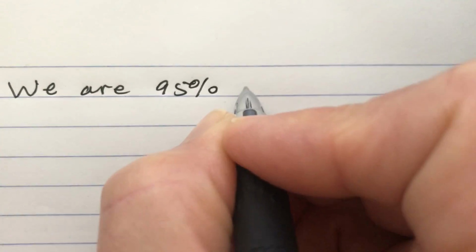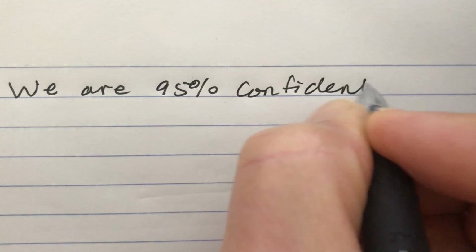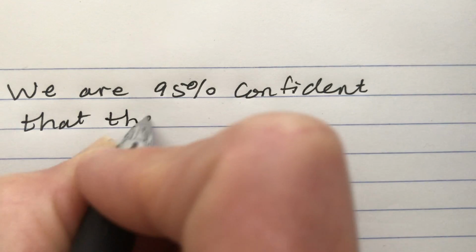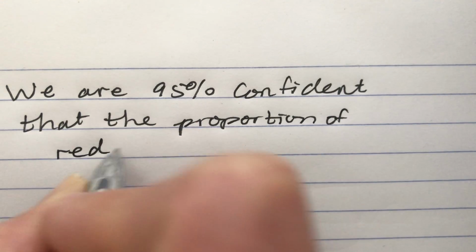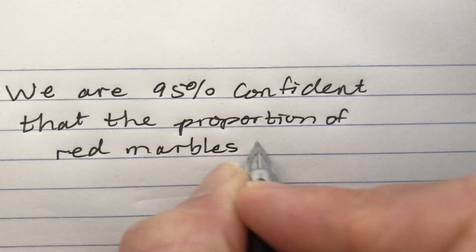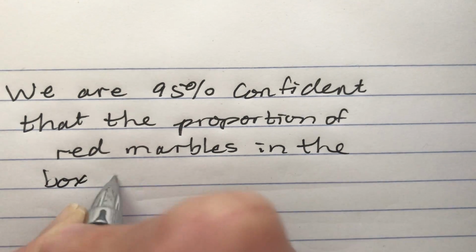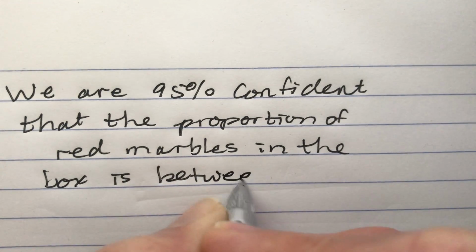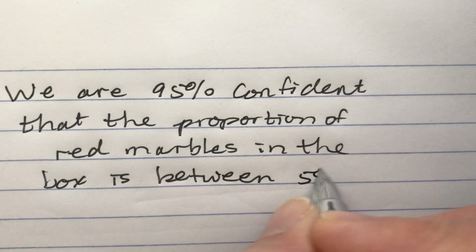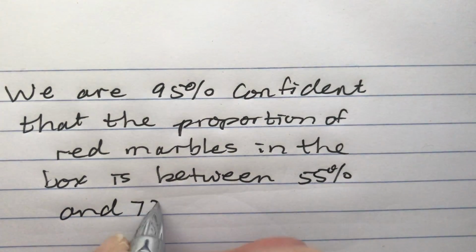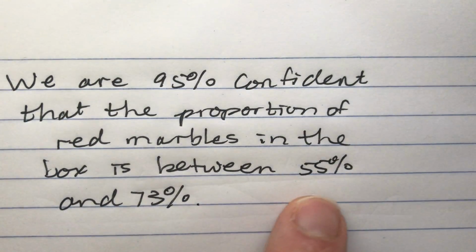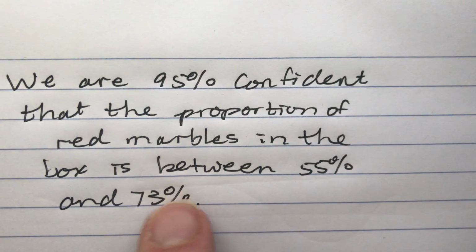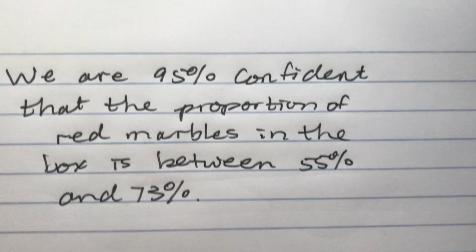So let's write these results in a nice sentence, which is as follows. We are 95% confident that the proportion of red marbles in the box is between 55% and 73%. Now this is what we could have determined just by using the TI-83 calculator right off the screen. It's true, I converted it into a percent and I rounded to the 1% place. So I did some rounding also.